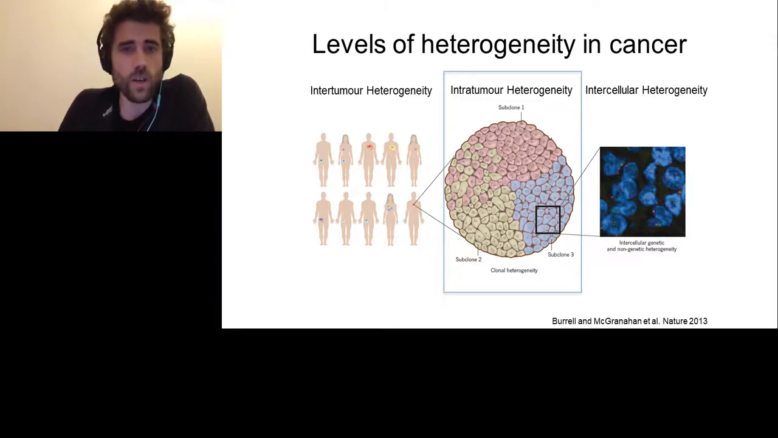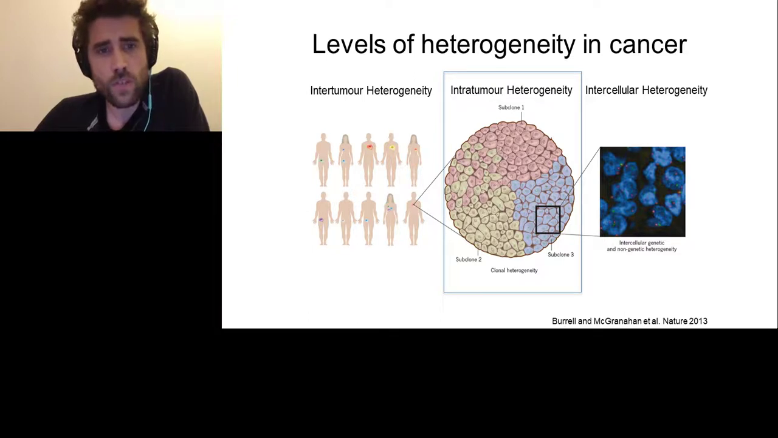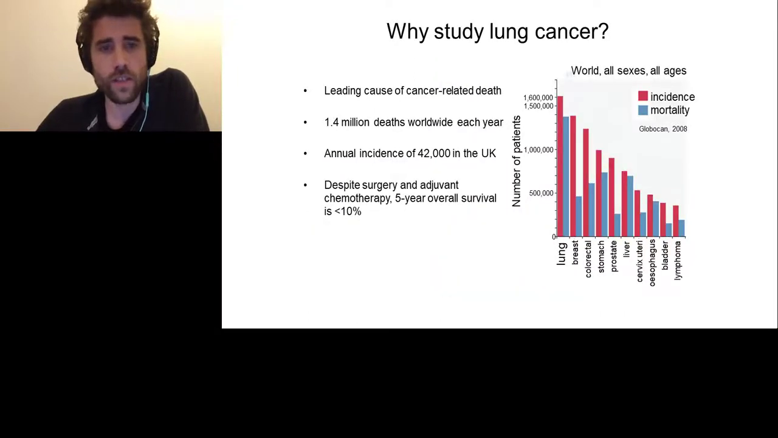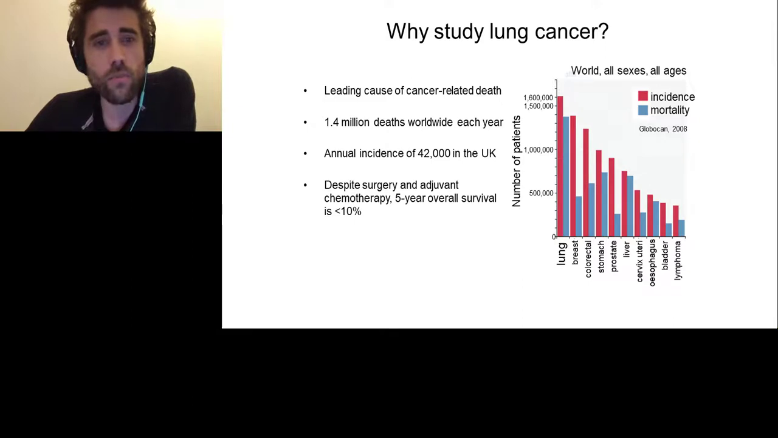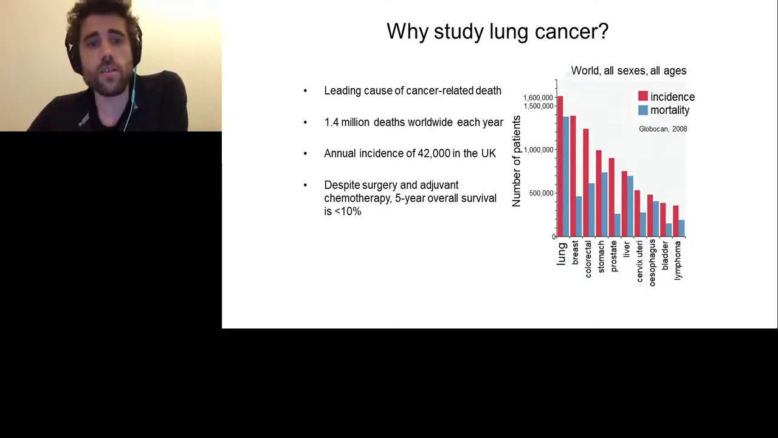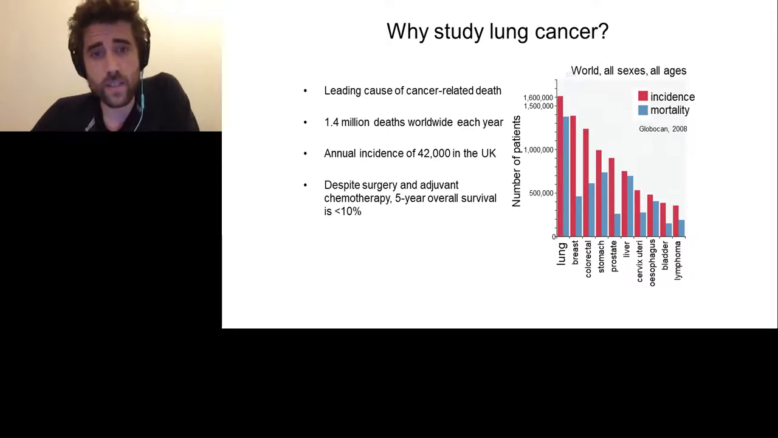So this leads to the question, why study lung cancer? Well, unfortunately, I think the numbers really speak for themselves. As you can see in this plot here on the right, the incidence of lung cancer really is staggeringly high, and unfortunately so is the mortality rate. There are approximately 1.4 million deaths worldwide from lung cancer, and really at the moment, despite surgery and adjuvant chemotherapy, the survival rates really are quite dismal, with a 5-year overall survival rate of less than 10%. So I think there's a pressing need to understand why the survival rate is so poor, and to fully understand what might be driving this resistance to treatment and the poor prognosis that we observe.